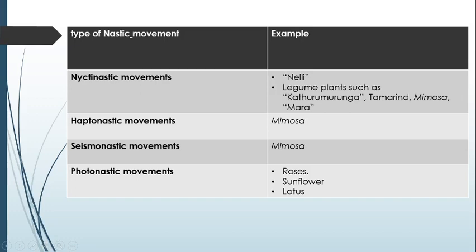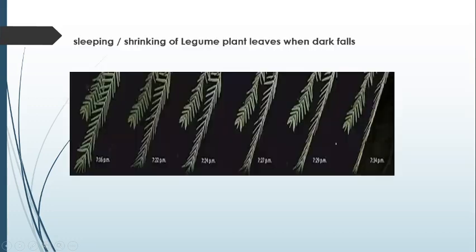For photonastic movements, there are many examples we can get. Roses, sunflowers, lotus and many other types of flowers bloom in the morning. This is how the legume plants' leaves shrink or sleep when the dark falls. Here you can see the same pair of leaves and how these leaves shrink as time passes.